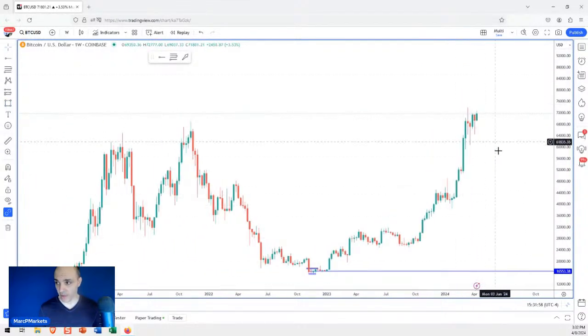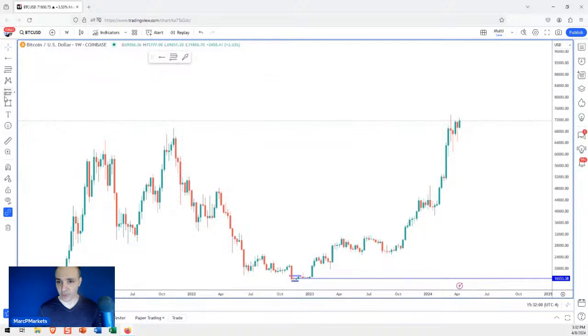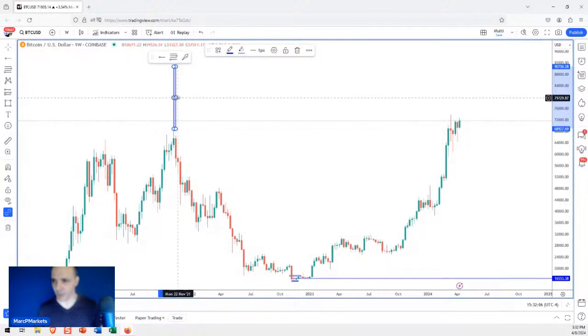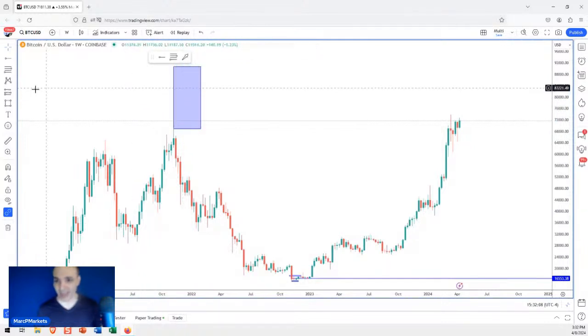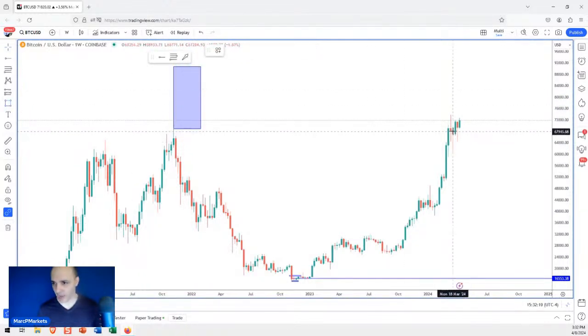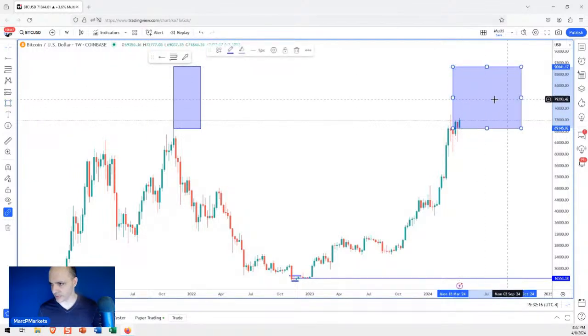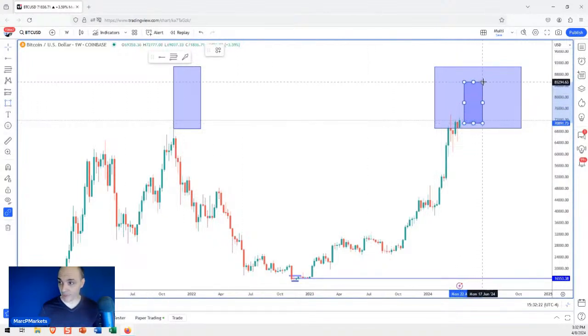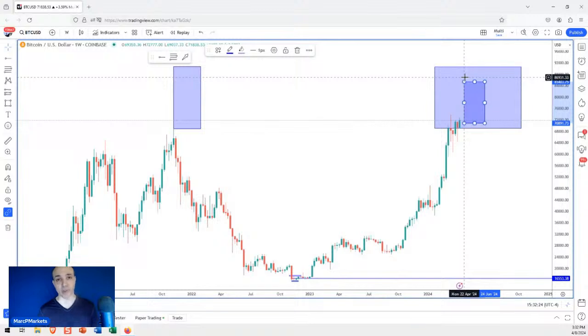Now, here's the thing about that. I could be wrong, and maybe we continue higher, but this zone right here goes up to 83K. I measured this previously. The zone is like that big, and we're inside of it, okay? So this goes all the way up to 83K. See that? Which means this thing can work its way up into this area before it turns.